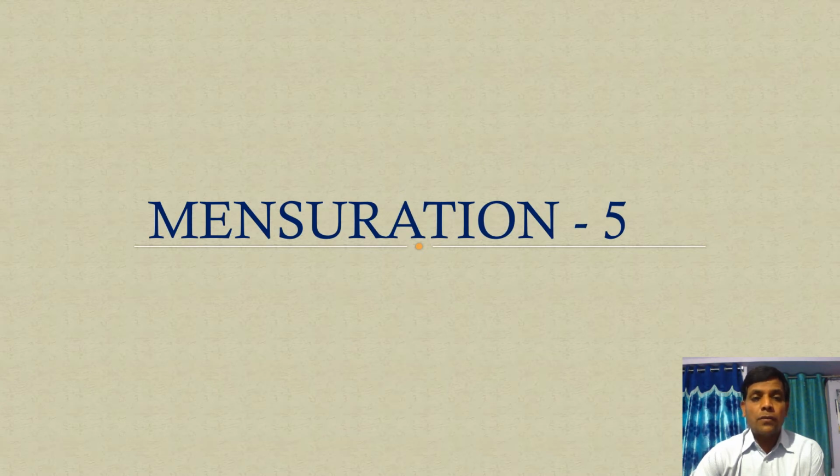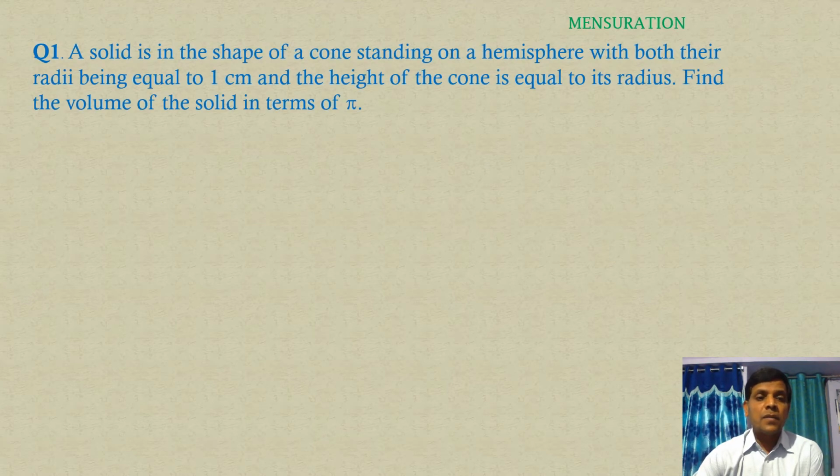Coming to the question: a solid is in the shape of a cone standing on a hemisphere with both their radii being equal to 1 centimeter and the height of the cone is equal to its radius. Find the volume of the solid in terms of pi.